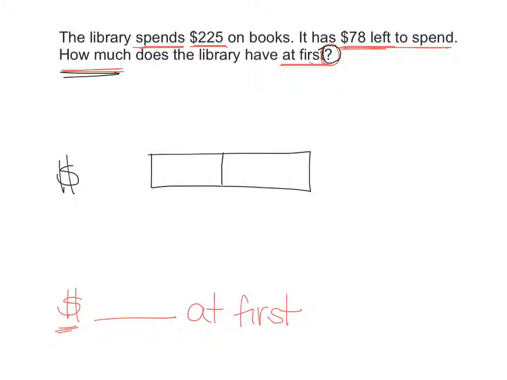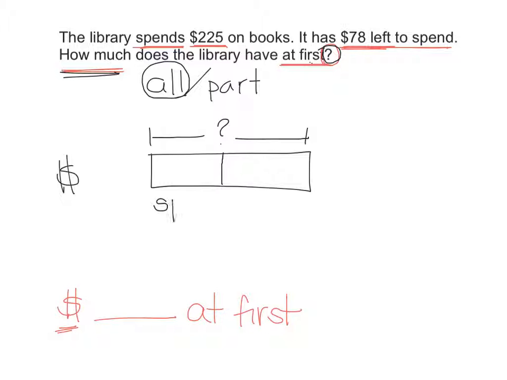Am I trying to find out all of the money the library has or part of the money the library has if I'm trying to find out how much they have at first? Well, if they're starting with a bunch of money, that's going to be all the money the library has. So that question mark is going to be our total. And then I can see that I have two parts. I know that the library spends a certain amount, and then I know they have some left to spend. They still have some left over.